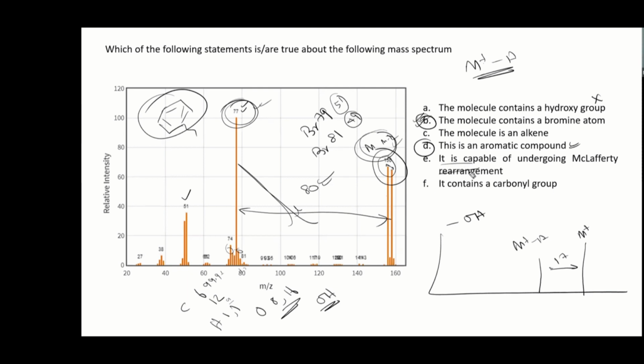It is capable of rearranging to McLafferty. I'll tell you about McLafferty separately, but you should look for that sign also if the question asks for that. It contains a carbonyl group. Again, we cannot say that based on the mass spec. So B and D are the two correct options.